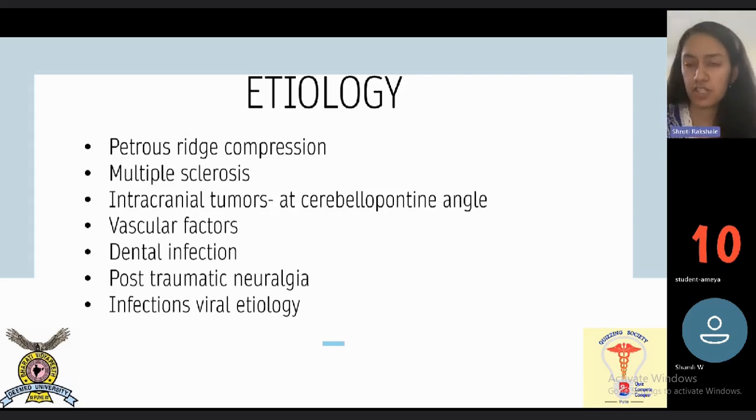The etiology behind trigeminal neuralgia includes petrous ridge compression, multiple sclerosis, and intracranial tumors at the cerebellopontine angle. Then also AV malformations can cause trigeminal neuralgia. Other causes are vascular factors, dental infections, post-traumatic neuralgia, and infections of viral etiology.